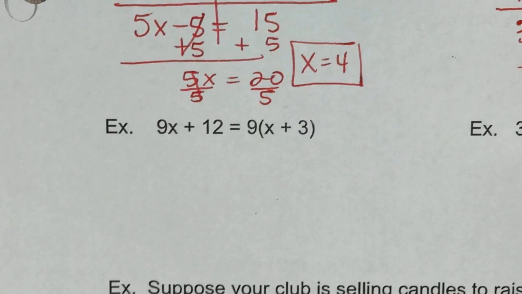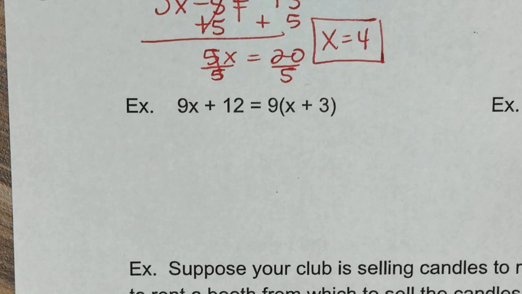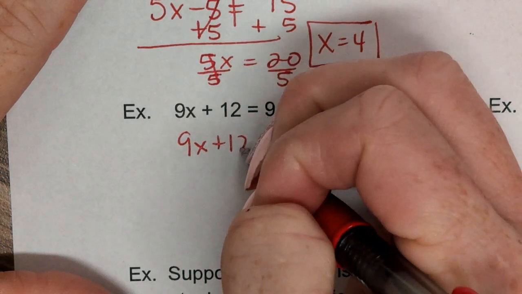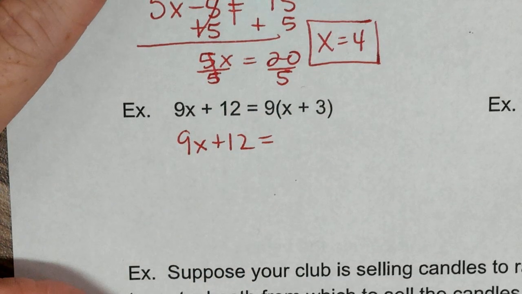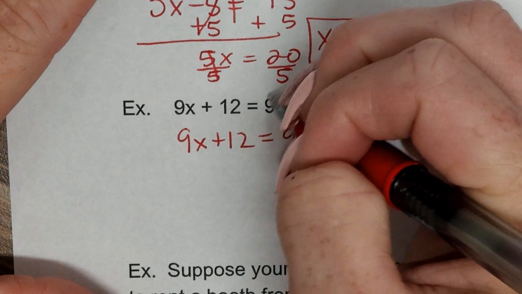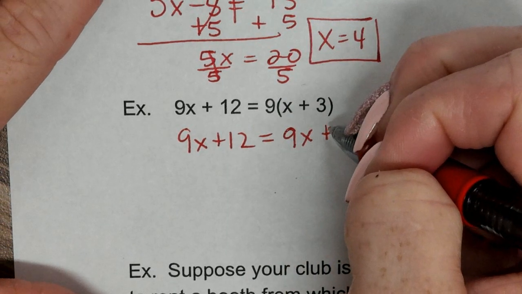Okay, look at this one. What's the first thing we have to do? All right, so I have 9x plus 12 on the left. 9 times x is 9x, and 9 times 3 is?